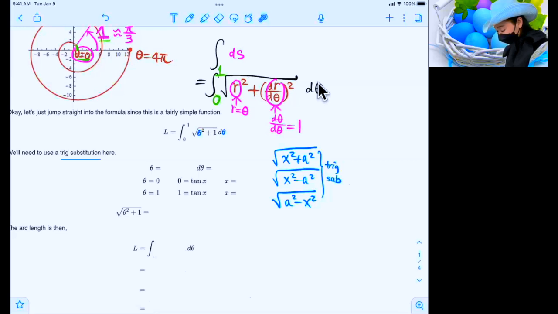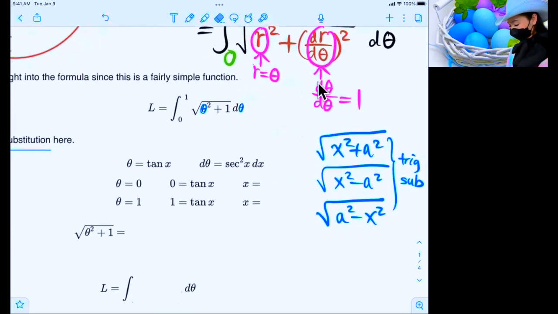All right, so now let's use trig sub. Theta equal to what? Tangent, yes. Because 1 plus tangent squared equals secant squared. So theta equals tangent x. Then what's d theta equal to? Secant squared x dx. Don't forget dx. Because differentiating, d theta dx is secant squared x. So d theta is secant squared x dx.